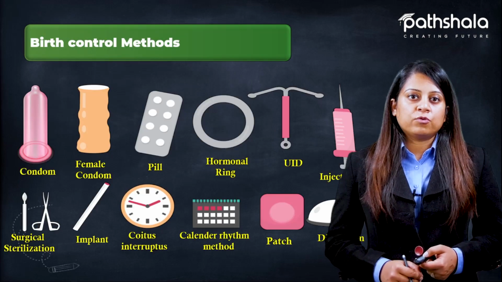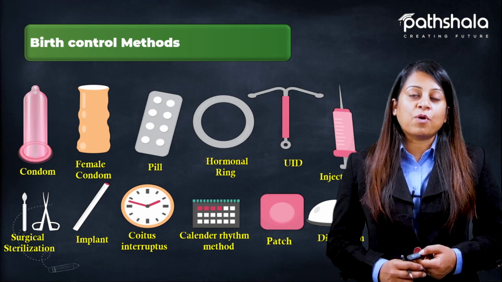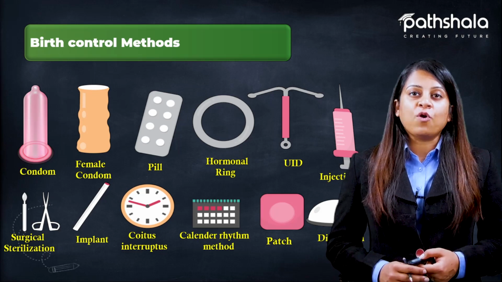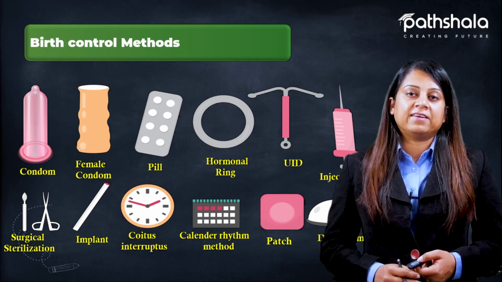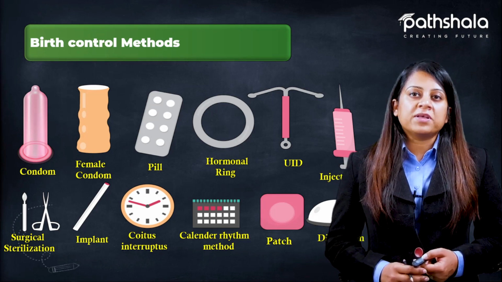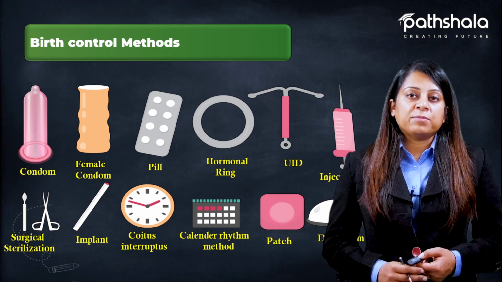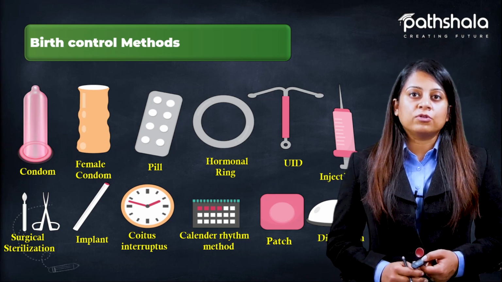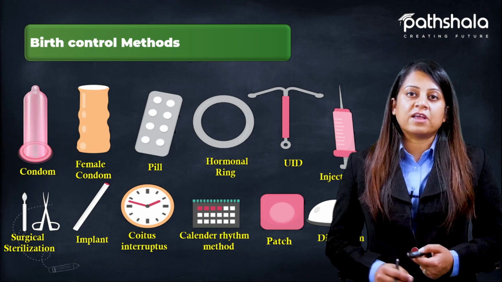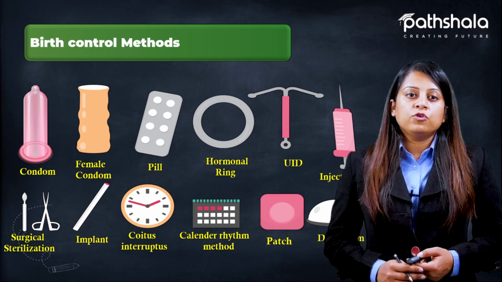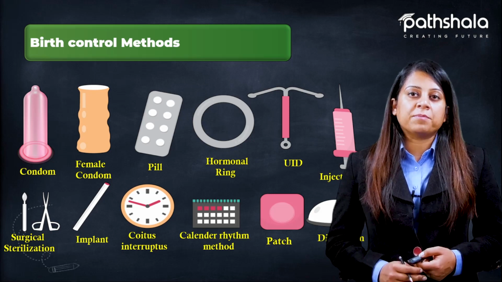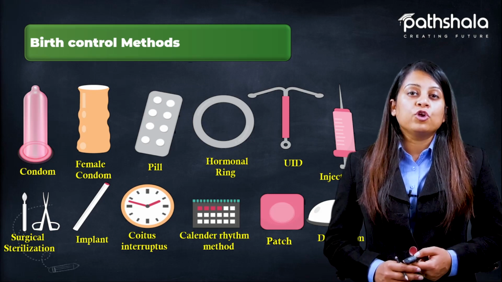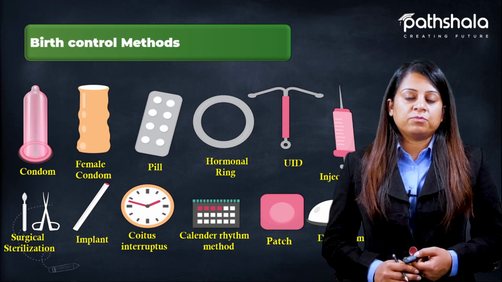Next is birth control methods. Basically, they are population control methods. As we all know, population is increasing day by day, expanding at a greater rate. So there are various methods that male and female both can opt for to control the population, and these are known as birth control methods. Use of a condom, female condom and male condom, available in the market, can be used to prevent birth.